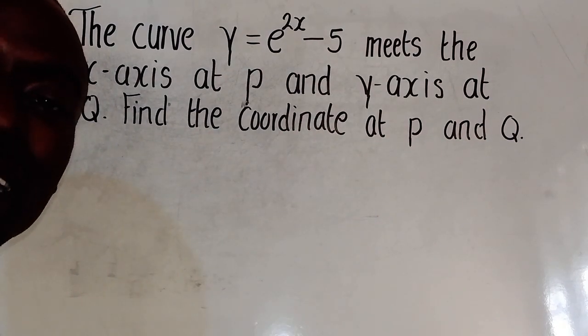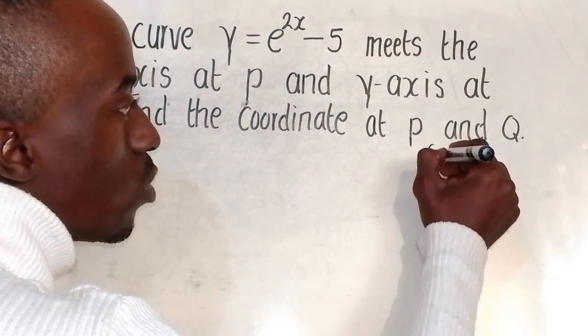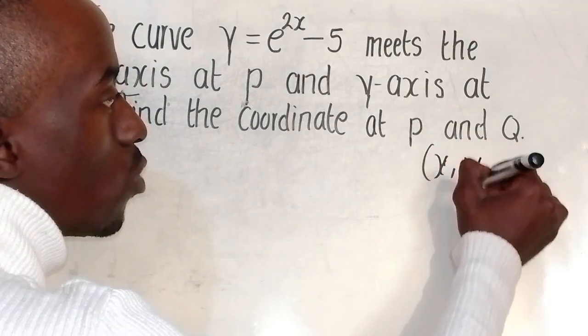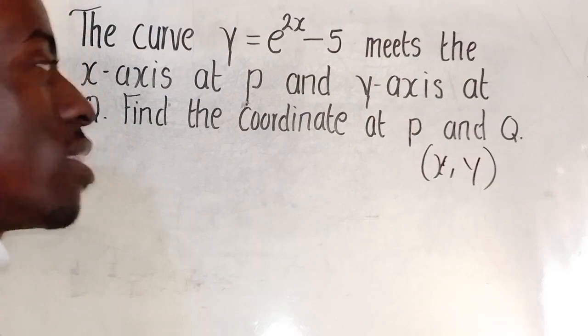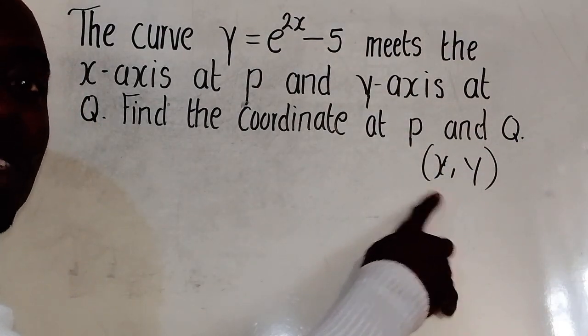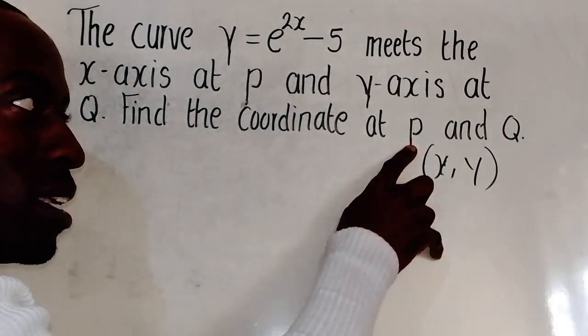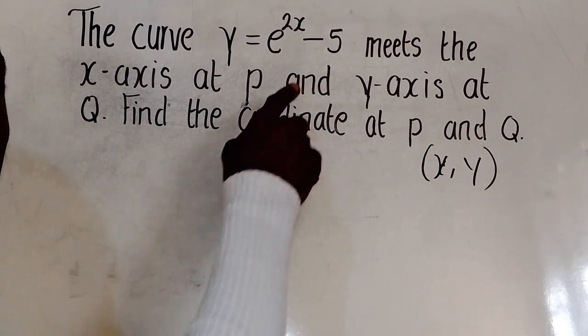Okay, you need to understand that when they say coordinate, it simply means the representation of this format here. Now you must understand that we're supposed to solve the coordinate for P, and again the coordinate for Q. So let me start with the coordinate for P. This is the point P where this equation is passing through.